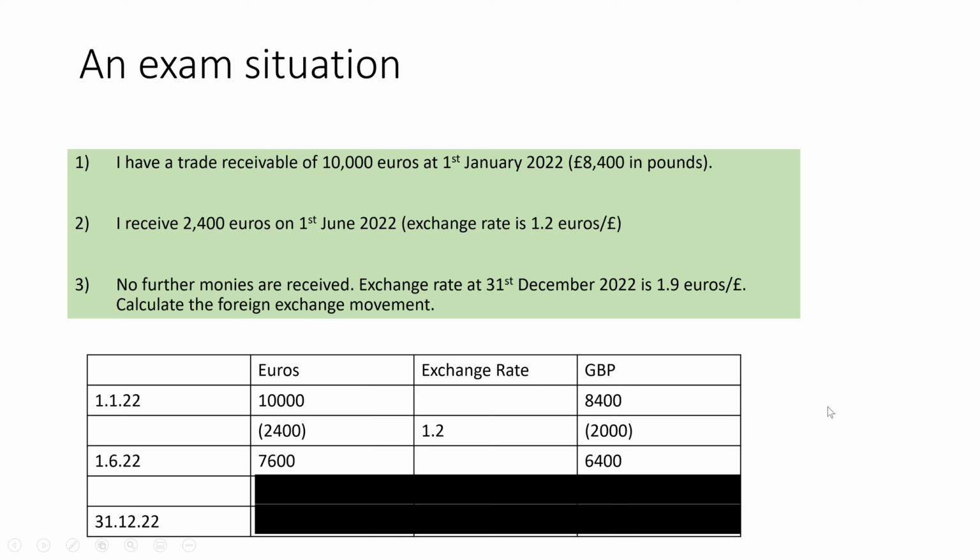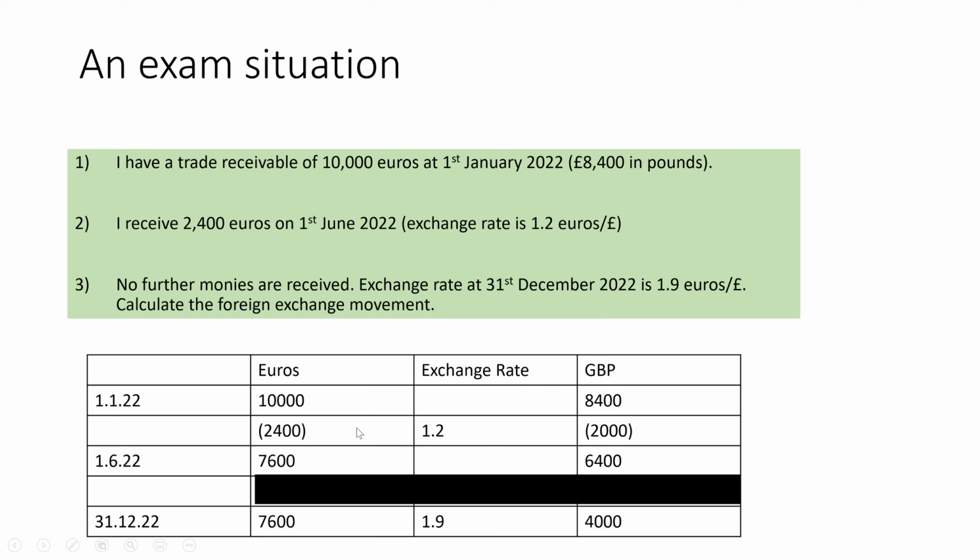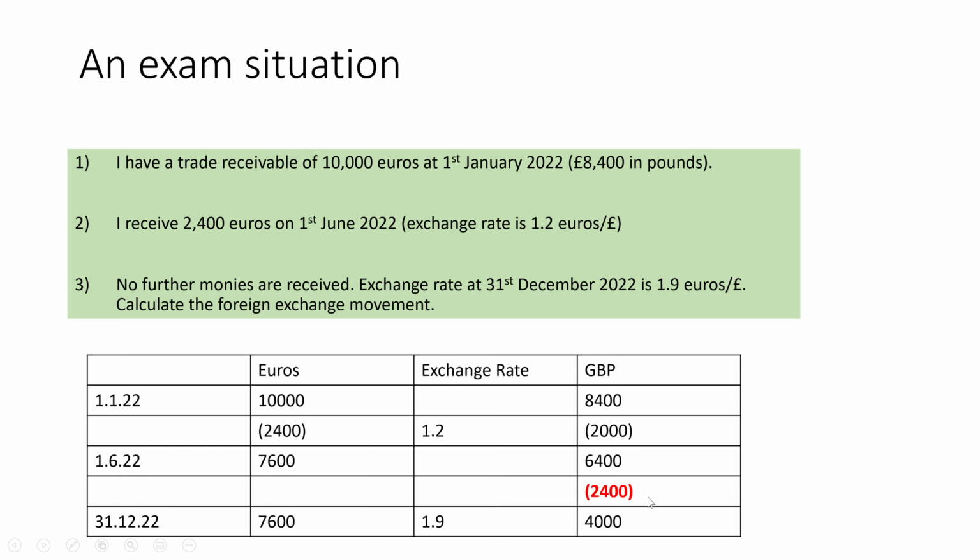What's next? Well, at the year-end date, we have to retranslate it. So we put the 7,600, which is still remaining here. We put the 1.9 euros in the exchange rate column, and we retranslate it. That gives us 4,000. So basically our asset has moved down from 6,400 pounds to 4,000 pounds. So that's the foreign exchange movement. Our foreign exchange movement is a balancing figure telling us how we got from the 6,400 to the 4,000 pounds.